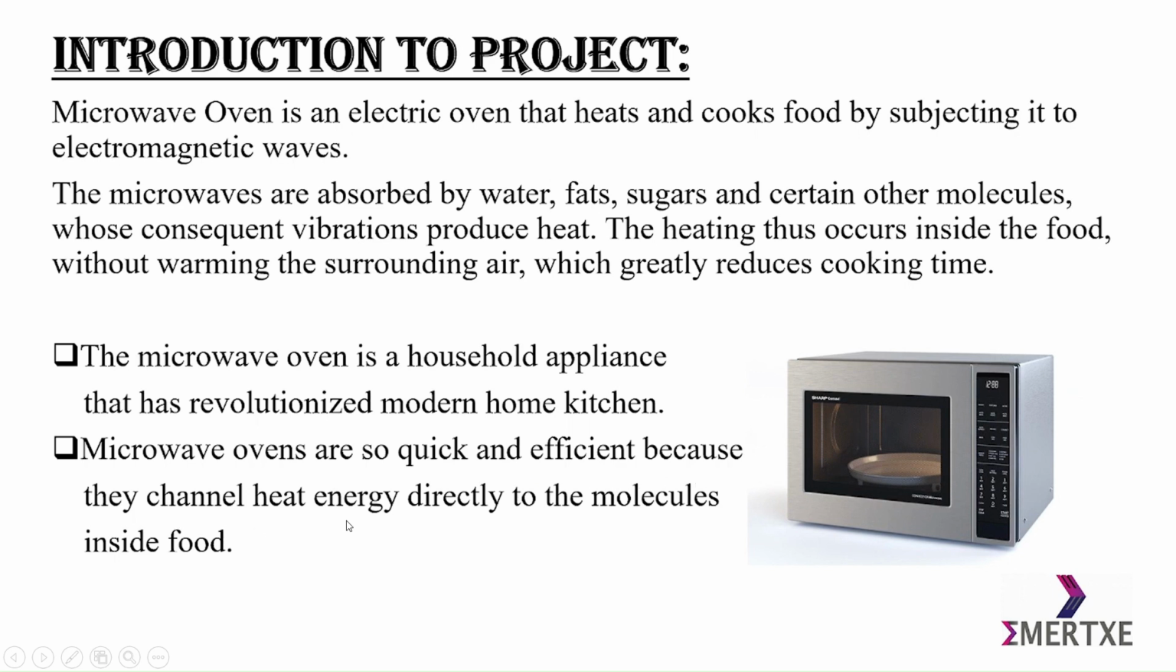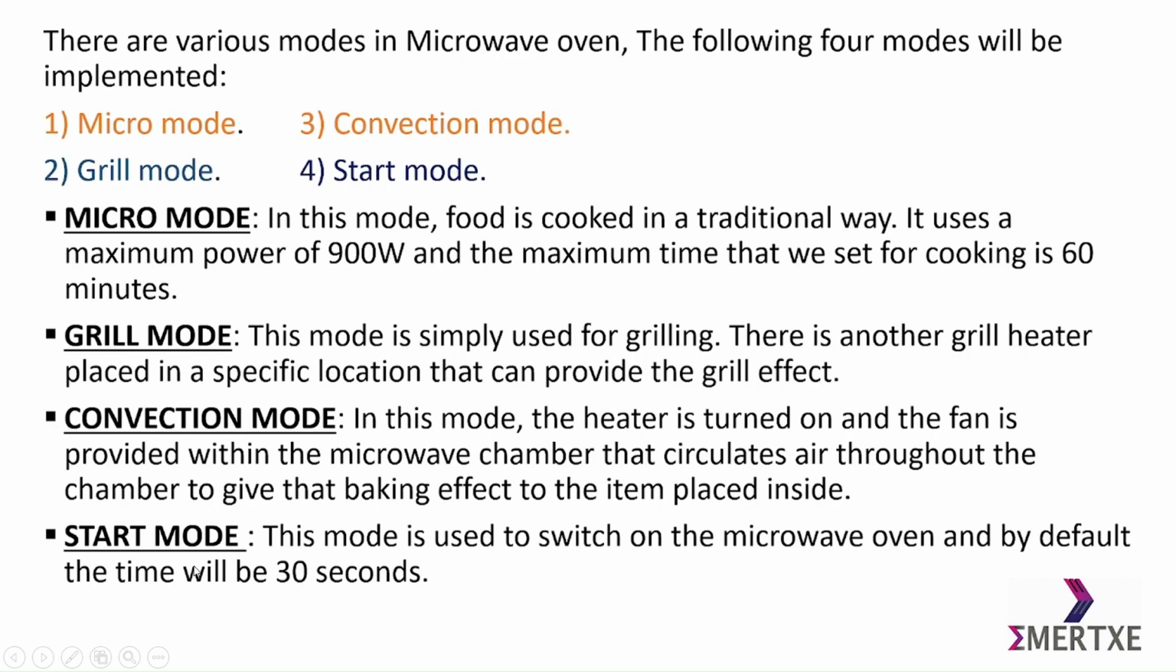There are various modes in a microwave oven. The following four modes will be implemented: micro mode, convection mode, grill mode, and start mode. The first one is micro mode. In this mode, the food is cooked in a traditional way. It uses a maximum power of 900 watts, and the maximum heat time that we can set for cooking is 60 minutes. The second one is grill mode. This mode is simply used for grilling. There is another grill heater placed in a specific location that can provide the grill effect.